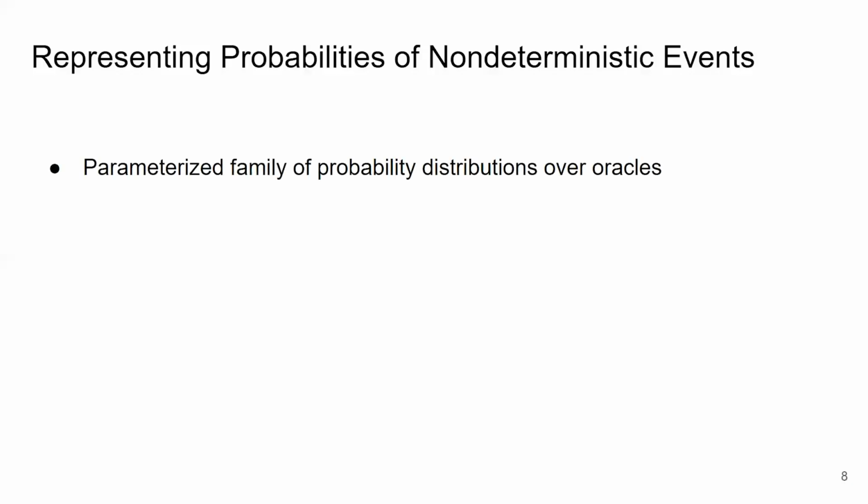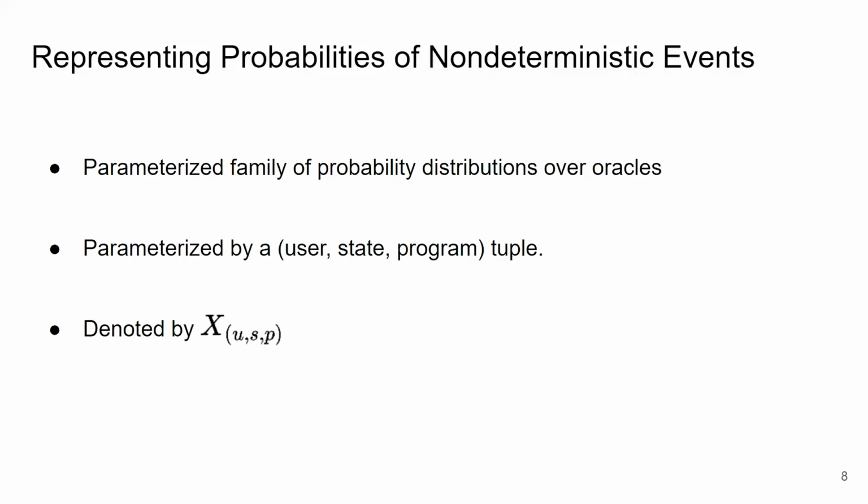We formalize the probability of a particular non-deterministic event happening as a family of parameterized probability distributions over oracles. The family represents the probability of a non-deterministic event happening in the world. We call this probability the materialization probability of an oracle. The distributions are parameterized by a user, state, and program to capture that the possible non-deterministic events may depend on the program that is being run, the user who runs them, and the current state of the system.